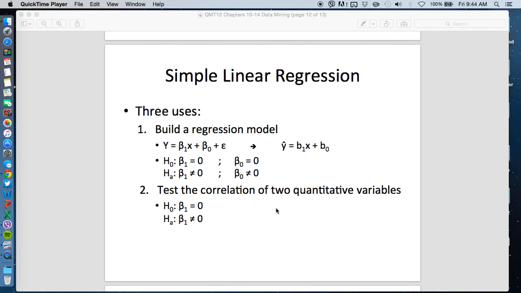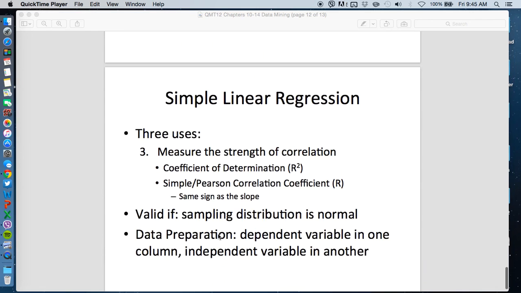there is no change in y. So if we can say that the slope is not equal to 0, regardless of the sign, whether it's negative or positive, then it means that as the value of x changes, there's a corresponding change in y. Even if it's negative, it means that as x increases, y decreases. Or if it's positive, as x increases, y also increases. As long as you can say that the slope is not equal to 0, then we can say that there is a relationship between the two quantitative variables. So that's the second use.